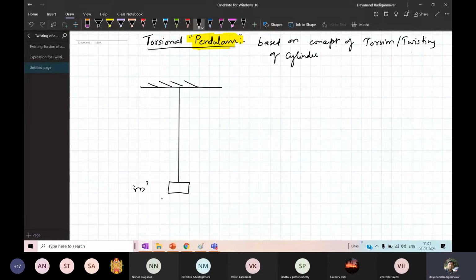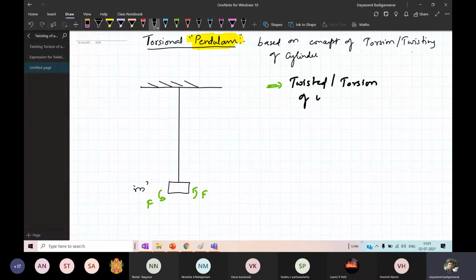Now what I will do is I will twist the wire. Twisting means giving the force. So I will twist it like this. This is the force that I have applied. So due to the force, there is a couple. This is called a twisting couple. So I have twisted the wire, or I have done the torsion of a wire.